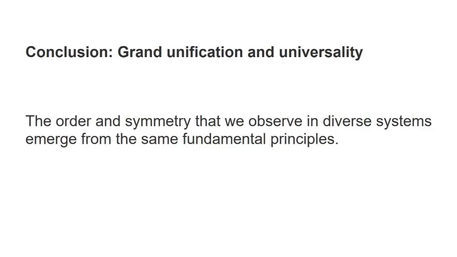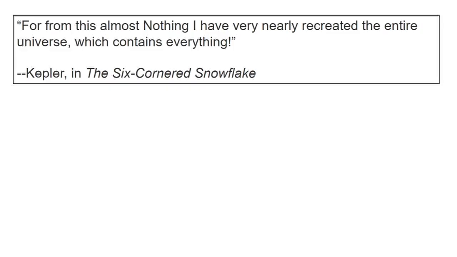And so to conclude, the theme of this was grand unification and universality, which have meaning to everyone, but to scientists have actually specific meaning. And they mean that the order and symmetry that we observe in diverse systems ranging from the early universe to snowflakes to musical harmony all emerge from the same fundamental principles. And I think actually Kepler said it better in his book on the six-cornered snowflake: from this almost nothing, I have very nearly recreated the entire universe, which contains everything, which I think he said as a joke, actually.